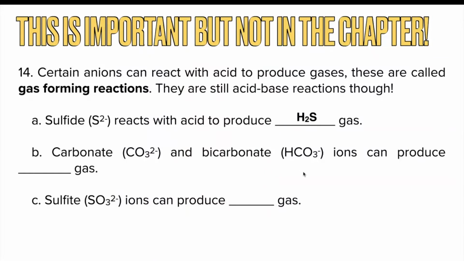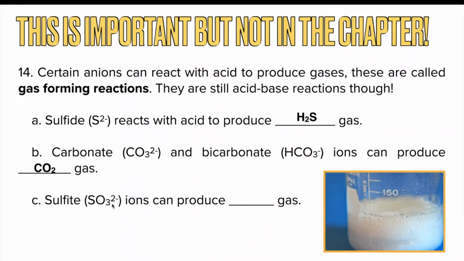Carbonate and bicarbonate ions, when you mix them together with acid, produce CO2. Sulfide ions, when mixed with acid, will end up producing SO2. Now, keep in mind, this is why vinegar and baking soda end up making bubbles of CO2, because vinegar is an acid. Baking soda is sodium bicarbonate. So that's why we end up making CO2.